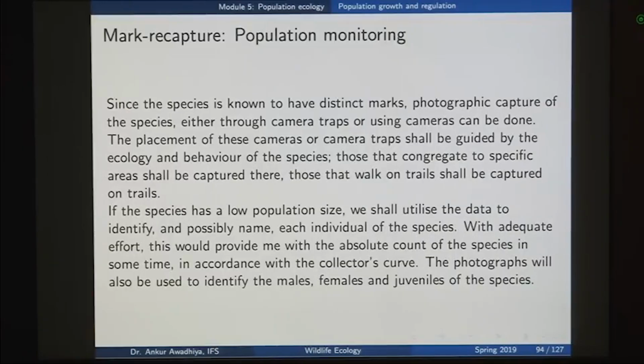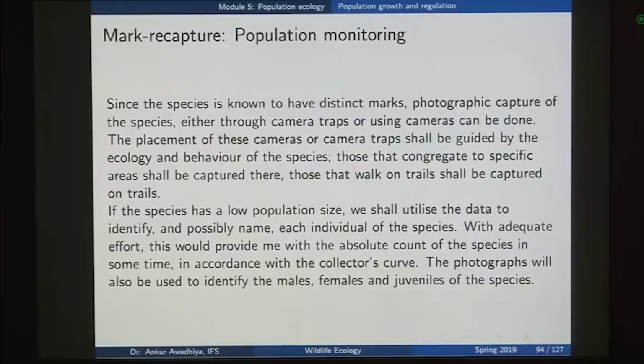Now, if the species has a low population size, we shall utilize the data to identify and possibly name each individual of the species. For those populations that have a small size, you can go ahead and name each and every individual of the species. This is what we do in the case of tigers. So, when we say that Panna Tiger Reserve has say 35 tigers, we know each and every tiger by its name using its body patterns.